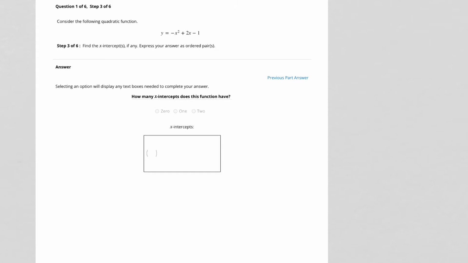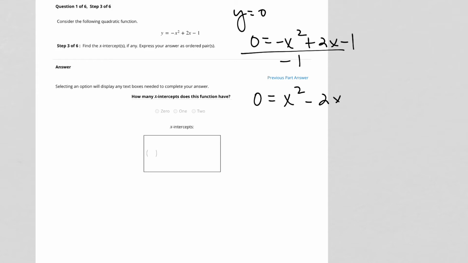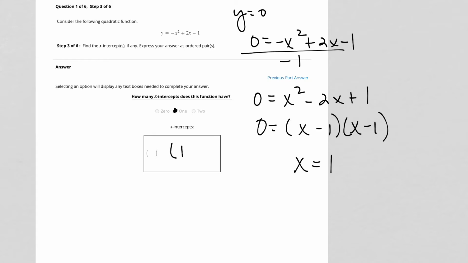Step 3 of 6, find the x-intercepts, if any. Express your answer as ordered pairs. When we have our x-intercepts, we know y is equal to 0. So I'm going to set this equation equal to 0. 0 equals negative x squared plus 2x minus 1. And I'm going to see if I can factor this first. I don't like a leading coefficient that's negative, so I will divide everything by negative 1. 0 equals x squared minus 2x plus 1. And that factors into (x minus 1) times (x minus 1), which means x is 1. We actually end up with 1 x-intercept, and that x-intercept is (1, 0).